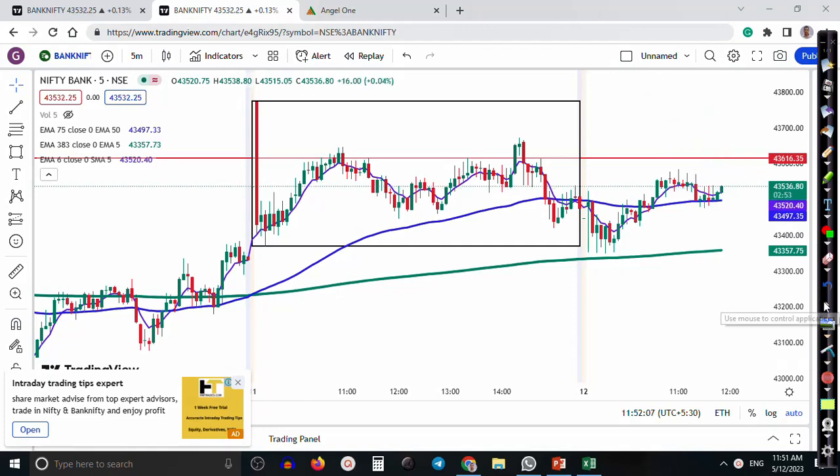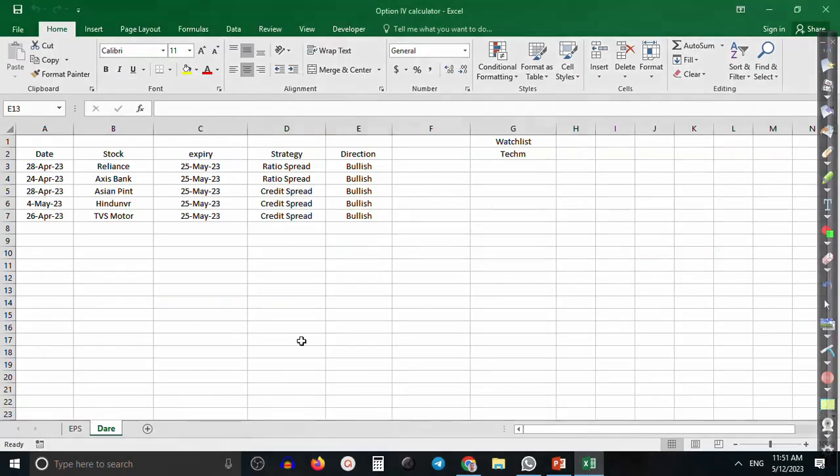Let me show you where exactly I place orders. I place them in Reliance, Axis Bank, Asian Paint, Hindustan Unilever, and TVS Motor. These are specific stocks, and I use a specific option writing strategy.